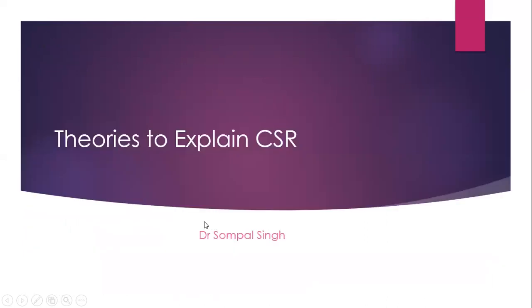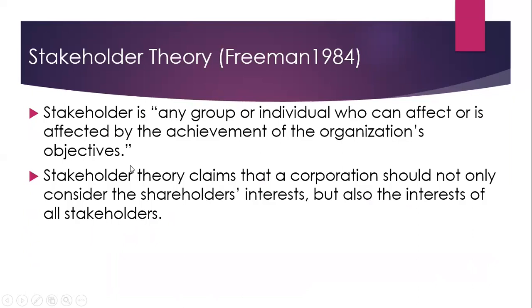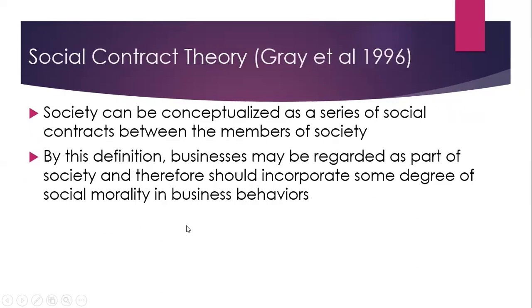Then, what are the theories to explain CSR? One is stakeholder theory given by Freeman in 1984. So, who is a stakeholder? Stakeholder is any group or individual who can affect or is affected by the achievement of the organization's objectives. So, stakeholder theory claims that a corporation should not only consider the shareholders' interest but also the interest of all stakeholders. So, not only shareholders but the interest of all stakeholders.